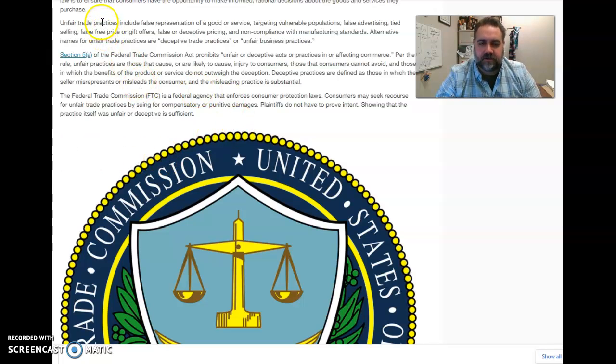And so unfair trade practices include false representation of a good or service, targeting vulnerable populations, false advertising, tie-in selling, false free prize or gift offers, false or deceptive pricing, and non-compliance with manufacturing standards. Alternative names for unfair trade practices are deceptive trade practices or unfair business practices.